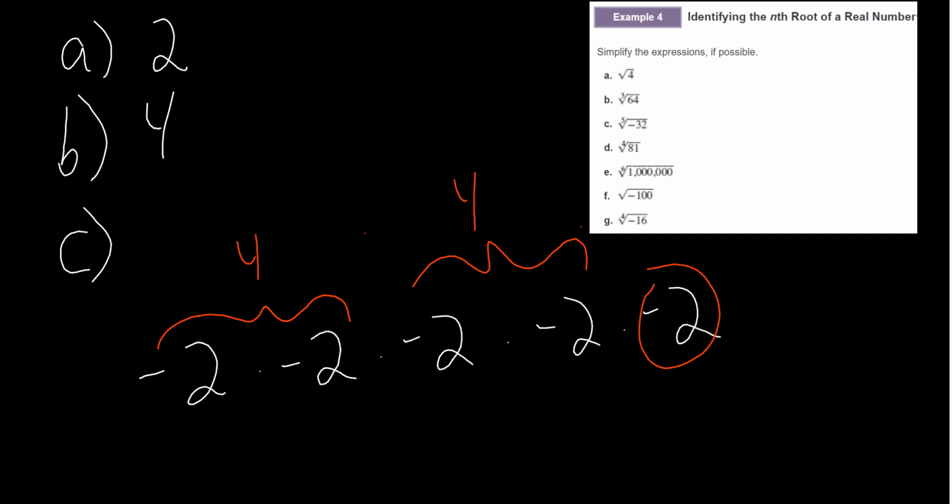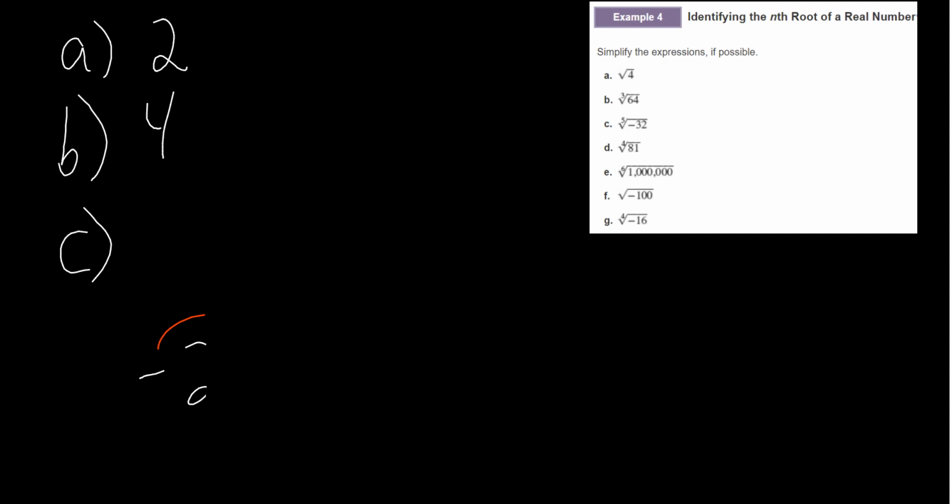So with that said, just because you see a negative number inside your radical, or just because the radicand is a negative number, that does not mean that the solution is no real number. In this particular case, since the index is an odd number, we do indeed have a solution this time.